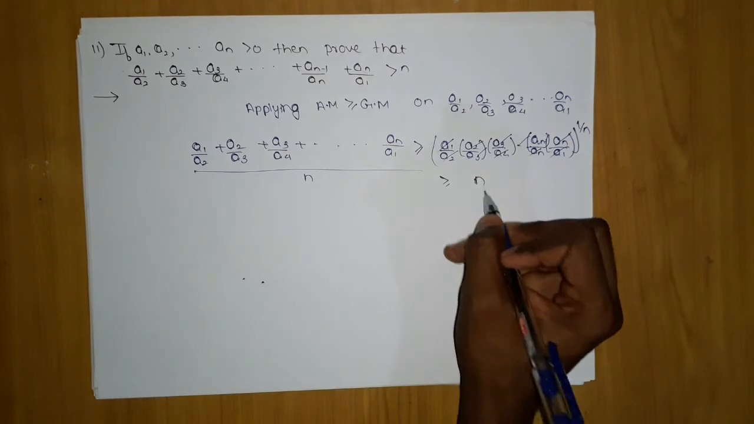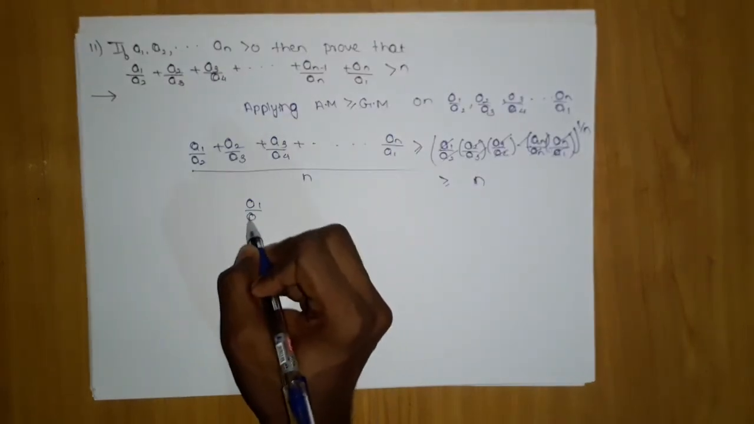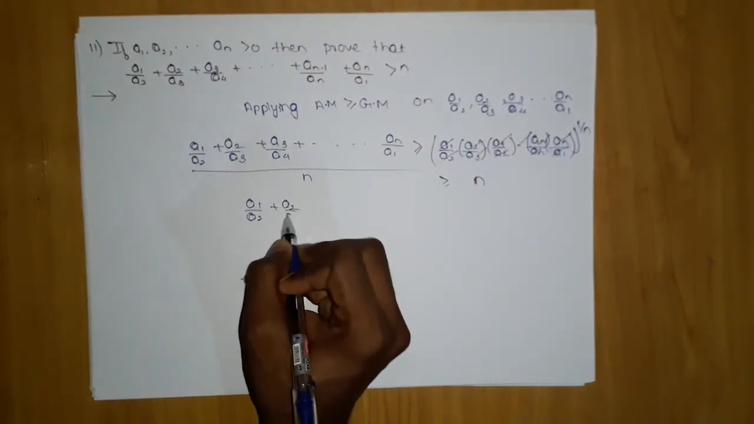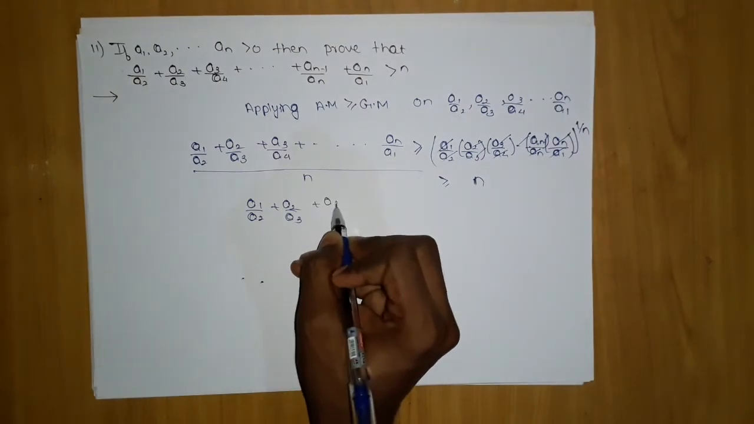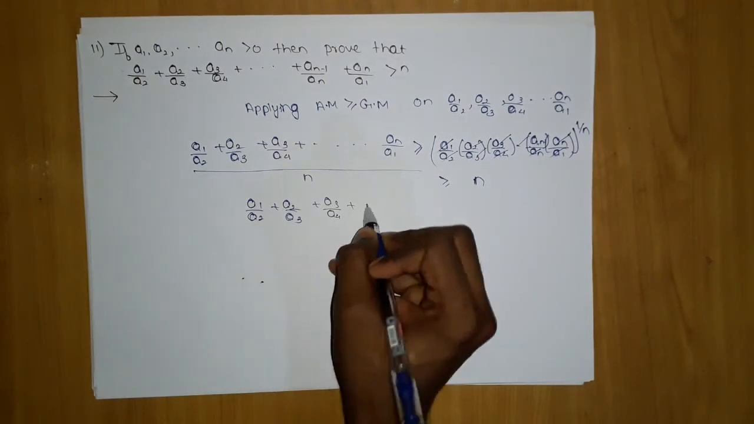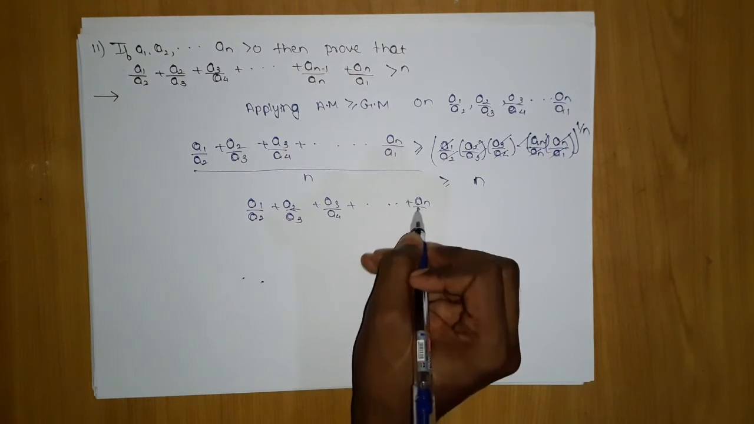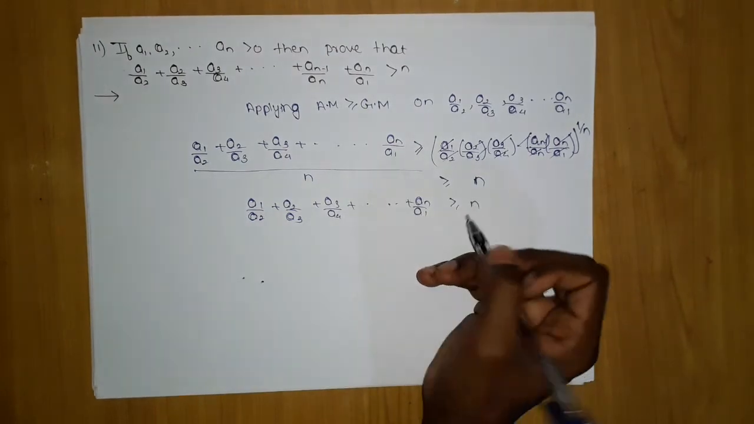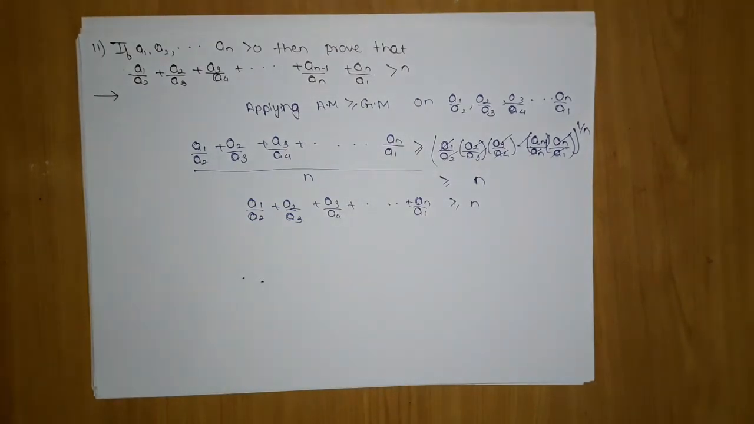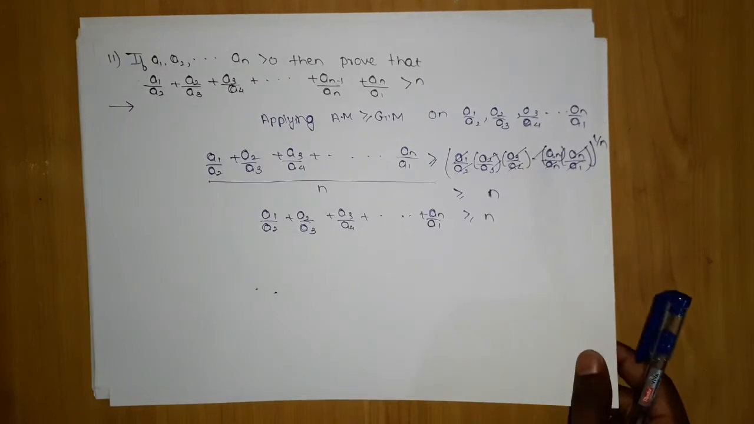In the next step n will move here. So my proof is done. a1 upon a2, a2 upon a3, a3 upon a4 till so on till an upon a1 is greater than or equal to n. So hence proof, there was nothing but just an application, just analyzing what term you should target in general. AM greater than or equal to GM greater than or equal to HM.